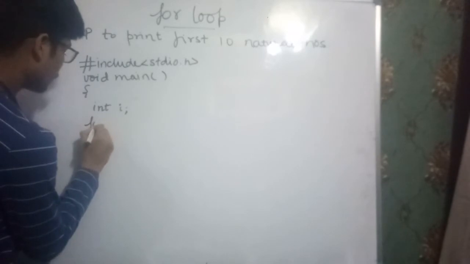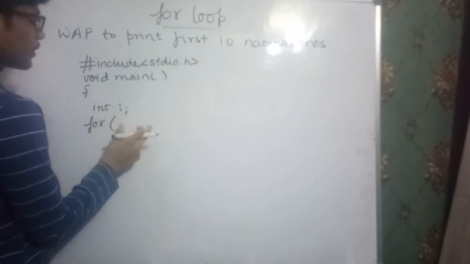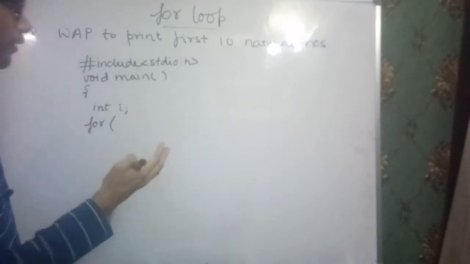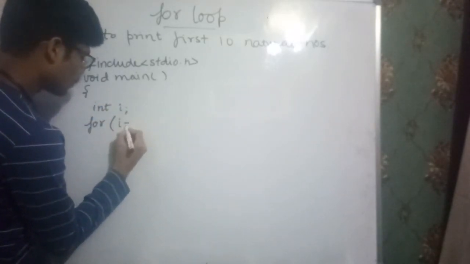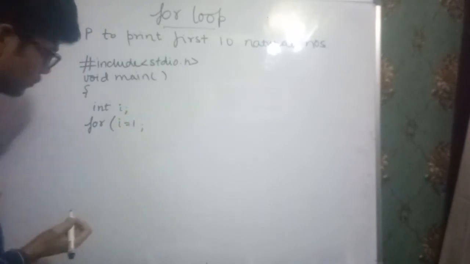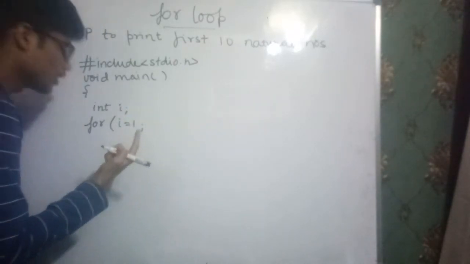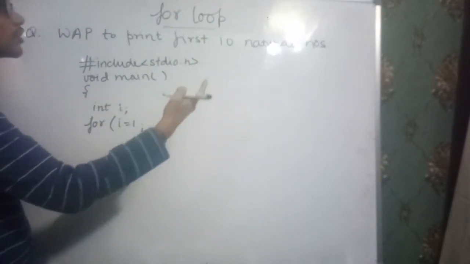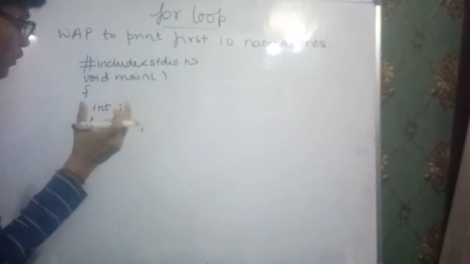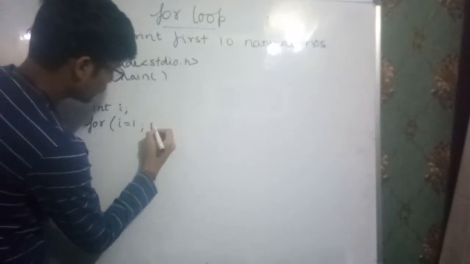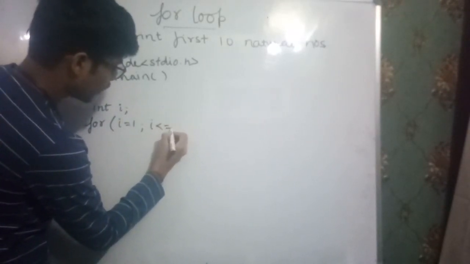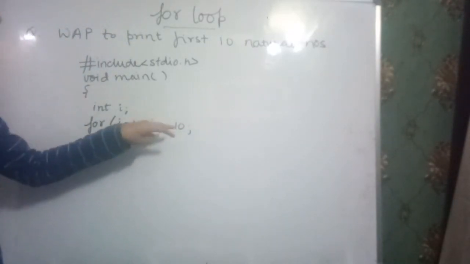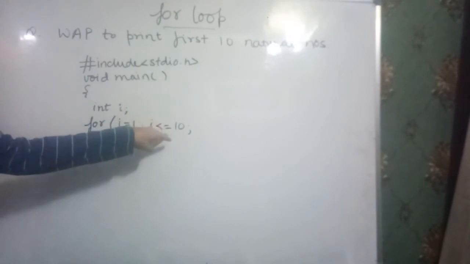As we have learned, for then expression 1. Expression 1 is nothing but initialization, natural numbers start from 1, so i is equal to 1. After that we will put a condition for printing 10 natural numbers. The condition should be to print from 1 to 10. So for that we can do i is less than or equal to 10, and the loop continues till that condition becomes false.